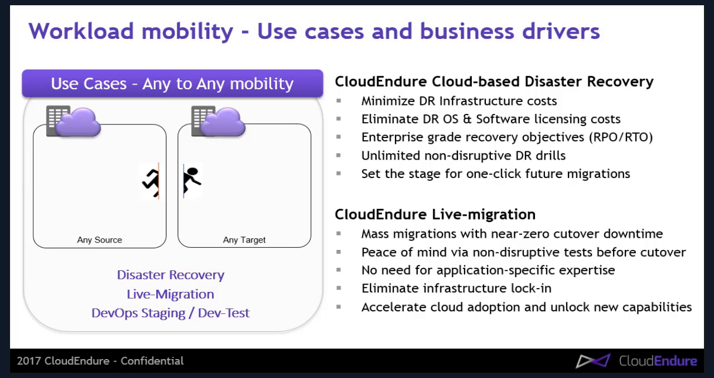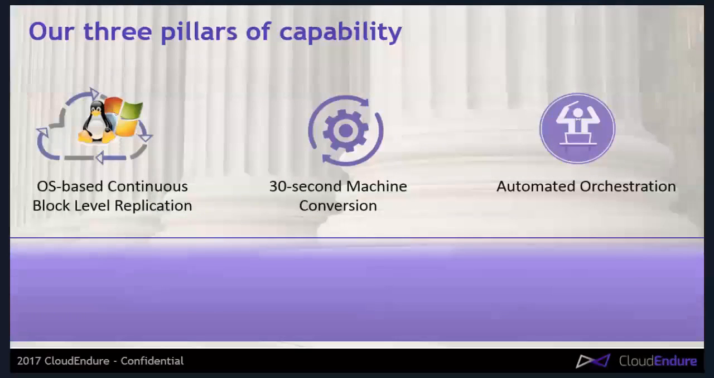And similarly to our DR, the unlimited non-disruptive DR drills, we also provide an unlimited number of migration drills. So you don't have to close your eyes and hope for the best and cross your fingers before you cut over. You can test it in a non-disruptive way in what we call a staging area before the cutover time arrives. And when you cut over, you literally repeat your drill one last time and flip the switch into the cloud. And there is no need for any kind of application-specific expertise because CloudEndure replicates at the block level. I'll talk about that in a moment, and it allows you to really eliminate infrastructure lock-in because we can help you go from any infrastructure into the cloud.